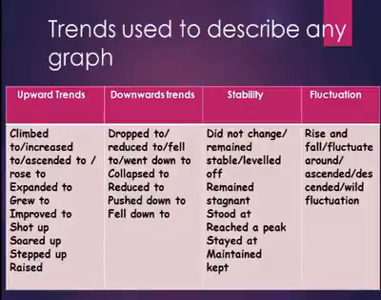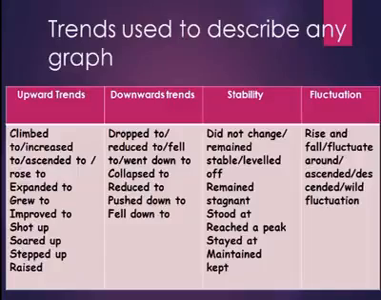Then come the downward trends. These phrases are fixed actually. You cannot use any phrase of your own. These are the only phrases that you will have to use. So you have to remember those phrases before writing about the graph. The downward trends are: drop to, reduce to, fell to, went down to, collapse to, push down to, or fell down to.